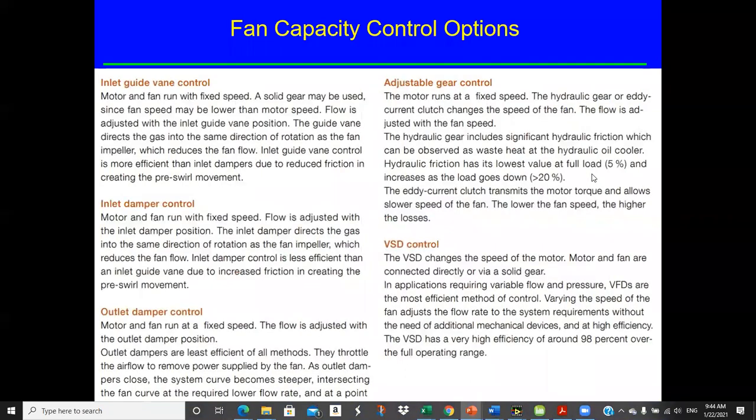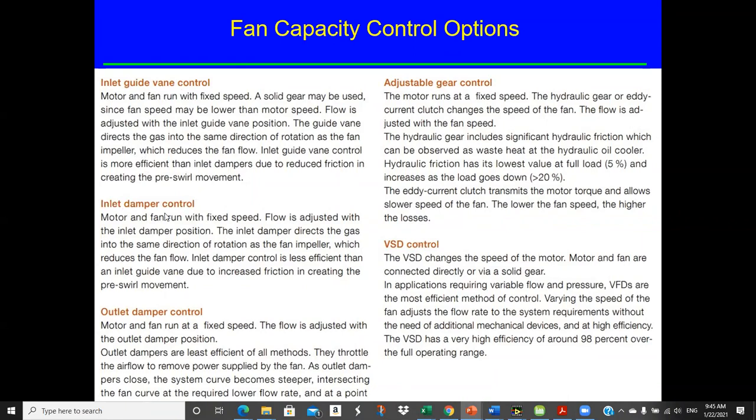Okay, so these are the different centrifugal fan control technologies that you typically run into. You've got your inlet guide vane control up here as the first one, and we're talking pre-swirl. We talked about that. It's a pre-swirl thing. It's not really a frictional thing so much.